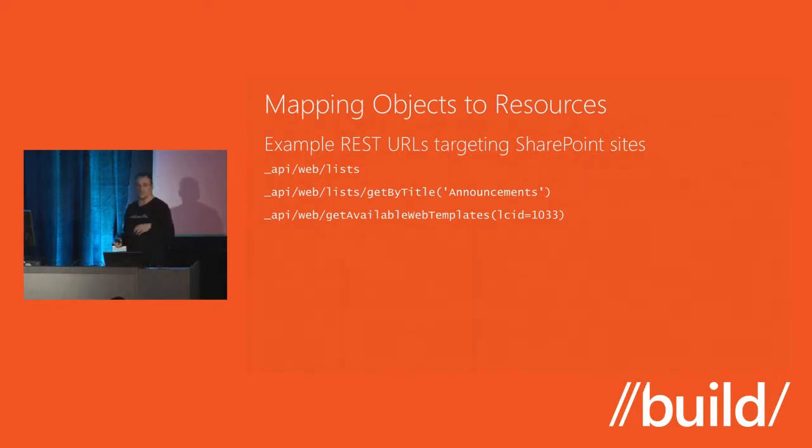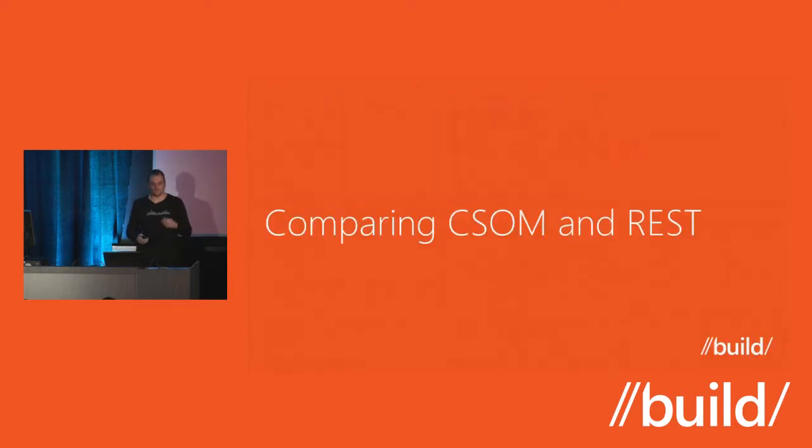If I wanted to see for the web itself, I want to be able to get the available web template, I'm going to go ahead and use _api/web. The idea is that the naming convention is kind of similar to a namespace with .NET and classes. So there's a consistency there, and we want to make sure it's easy to discover what REST URLs are available to you.